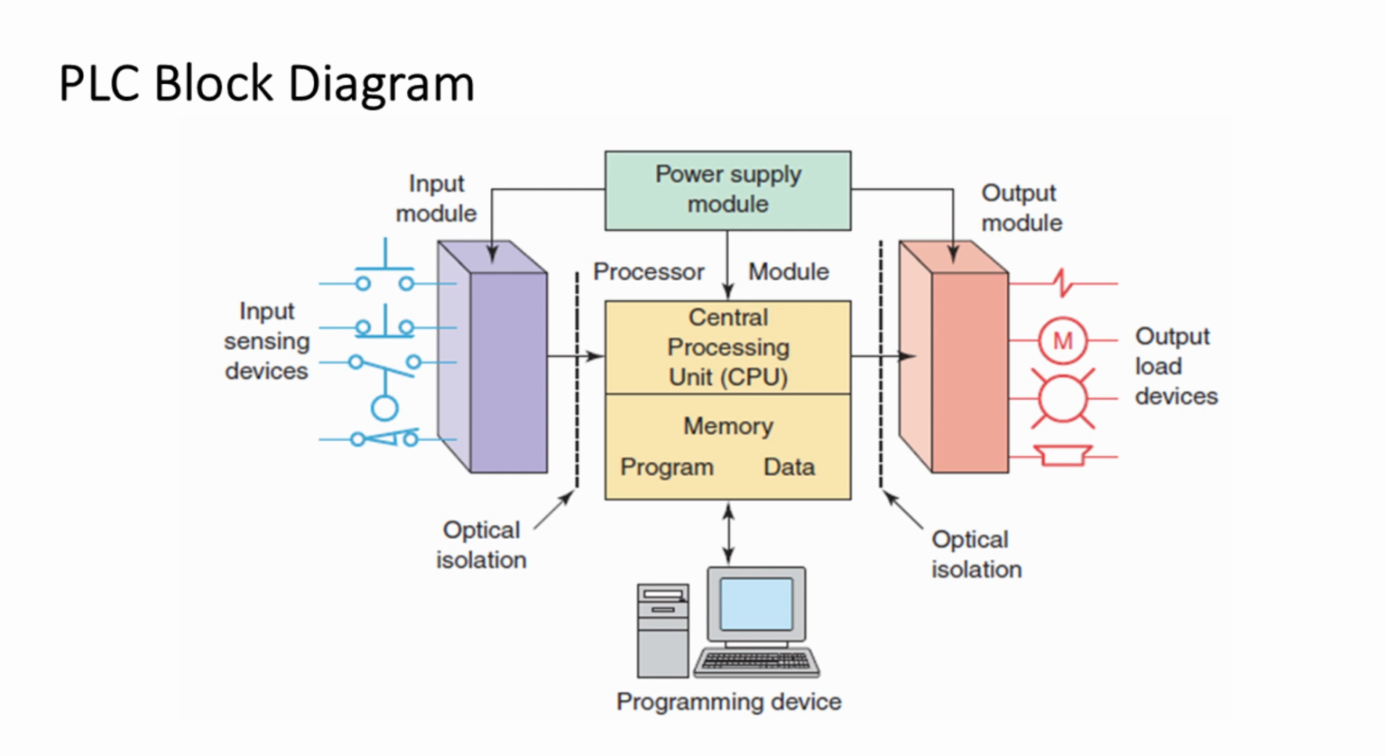Those are powered separately. Every PLC, whether it's a tiny unit with just a handful of inputs and outputs or a large modular rack system with hundreds of connections, is built on these same parts: power supply, CPU, memory, input, output modules, and programming device. Let us now take a closer look at each of these components.